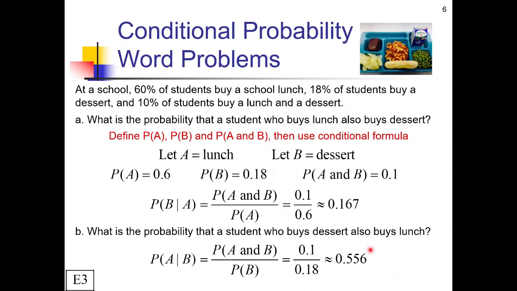So there we have it. A student who bought dessert is much more likely to buy lunch than the other way around, that a student who bought lunch is likely to buy dessert.